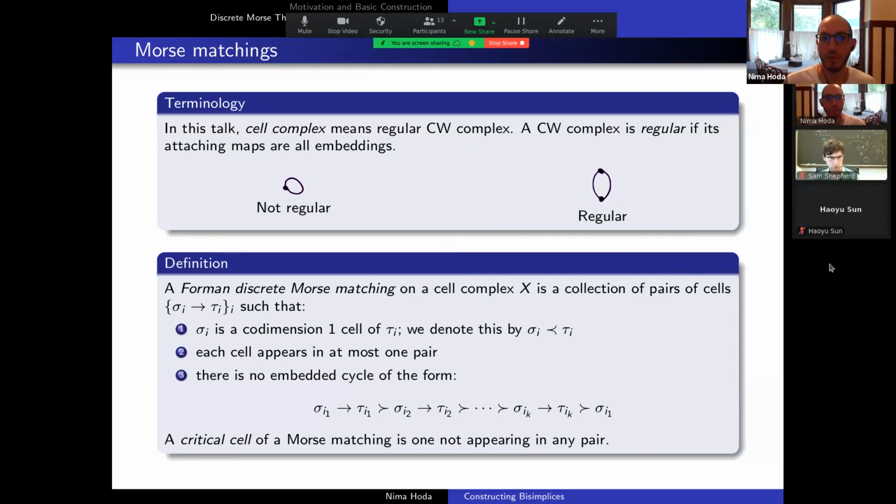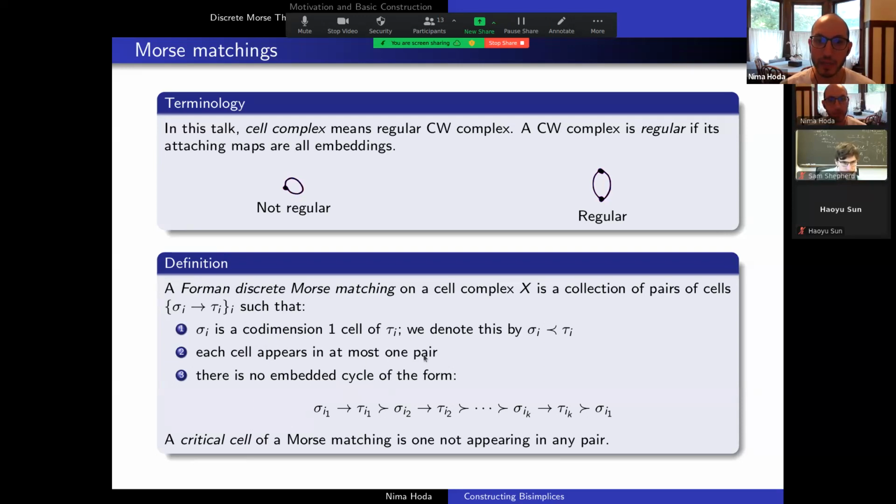Forman's Morse theory can be defined in terms of Morse functions, numerical functions, but a particularly clean way of expressing the theory is using what are called Morse matchings. A Morse matching on a cell complex is a collection of pairs of cells, sigma_i, tau_i. These are ordered pairs. I'm depicting them as an arrow between two cells. I'm denoting them that way.